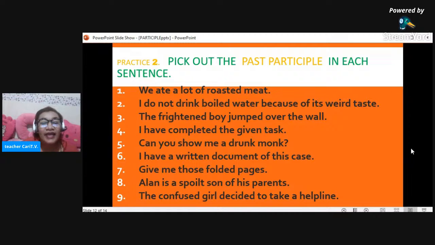Number 6, I have a written document of this case. What kind of document? 7, give me those folded pages. What kind of pages? Number 8, Alan is a spoiled son of his parents. What kind of son? I don't have a modifier for parents in this sentence 8. Number 9, the confused girl decided to take a help run. What kind of girl?